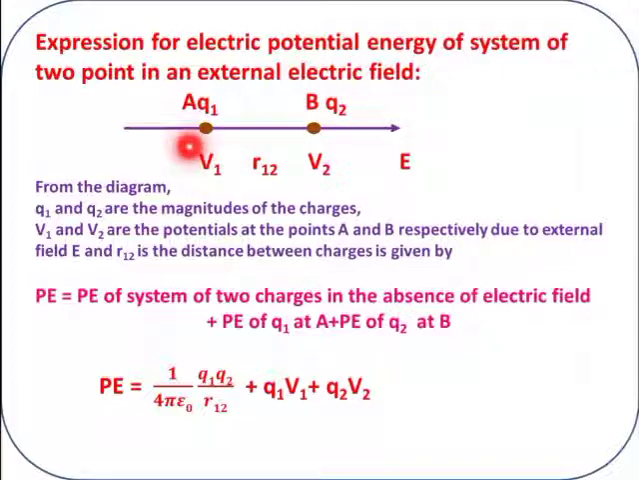And this is the direction of the electric field. We know that these are positive charges, so we have to show the outward direction. Q1 and Q2 are the magnitudes of the charges. V1 and V2 are the potentials at the points A and B respectively due to the external field E, and R12 is the distance between the charges.